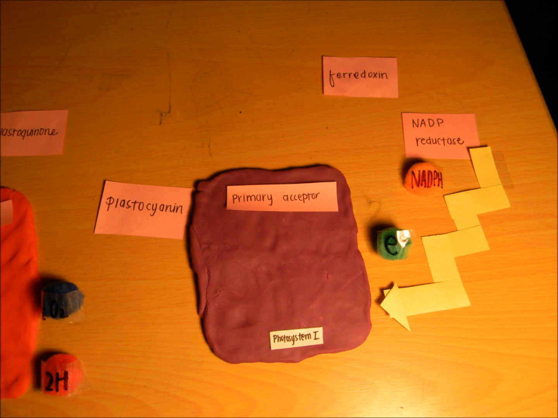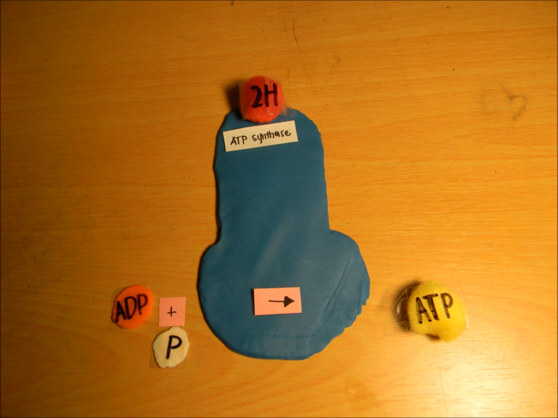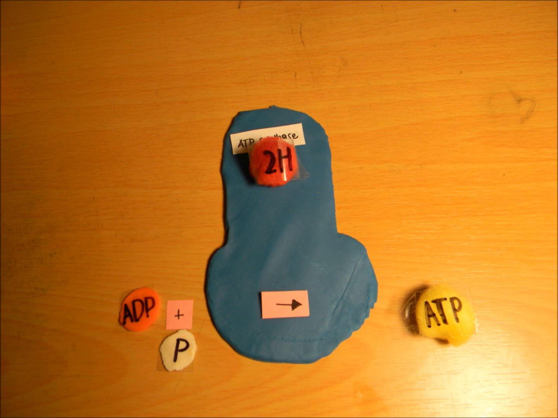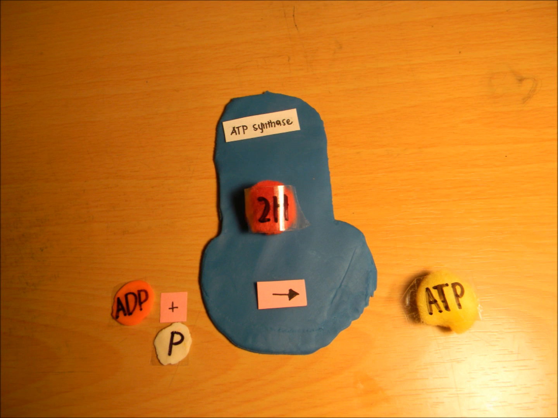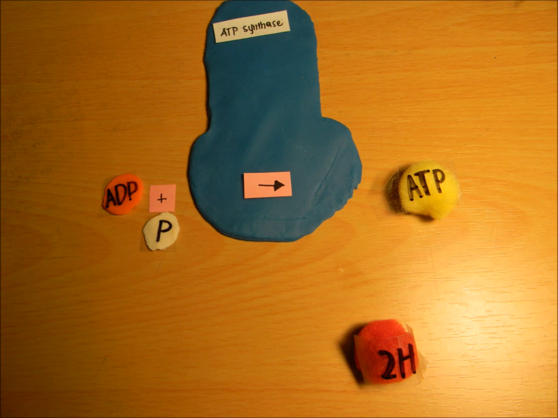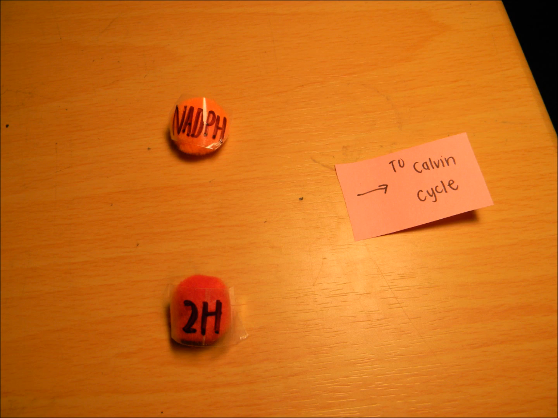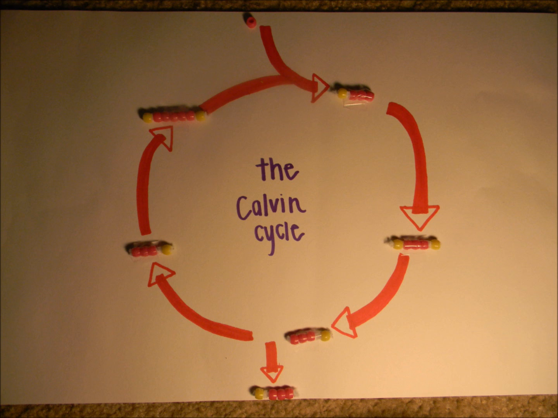As photolysis occurs in the thylakoid space, the two hydrogen ions from the water transfer from the thylakoid space to the stroma by traveling through the ATP synthase. As it travels through the ATP synthase, ADP and an inorganic phosphate combine to form ATP in order to power the Calvin cycle. Now let's talk about the Calvin cycle.